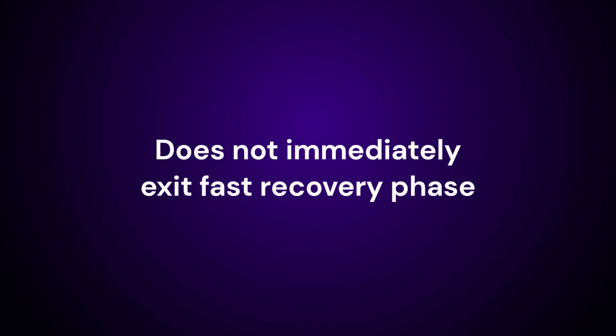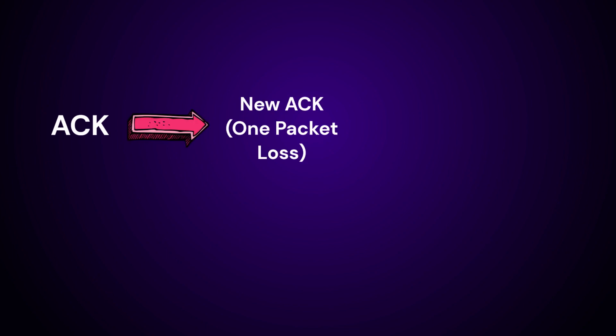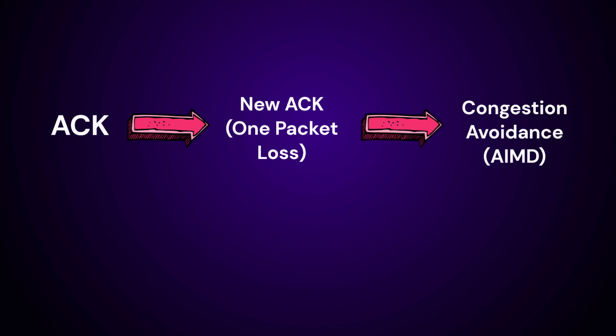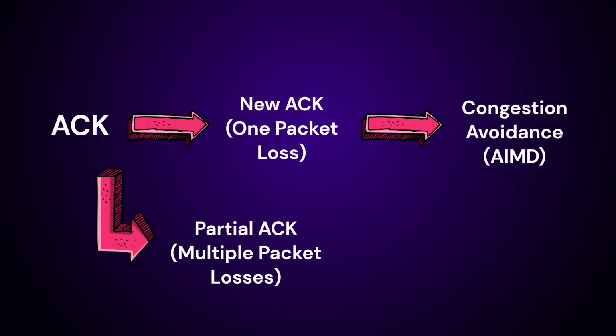But for TCP New Reno, it does not immediately exit the fast recovery phase when the ACK for the retransmitted packet is received. It first needs to check if the ACK causes all packets transmitted in the congestion window to be cumulatively ACKed. If so, it can safely exit fast recovery towards congestion avoidance. If not, it classifies the ACK as a partial ACK, because there are multiple packet losses within the same congestion window, hence remaining at the fast recovery phase.